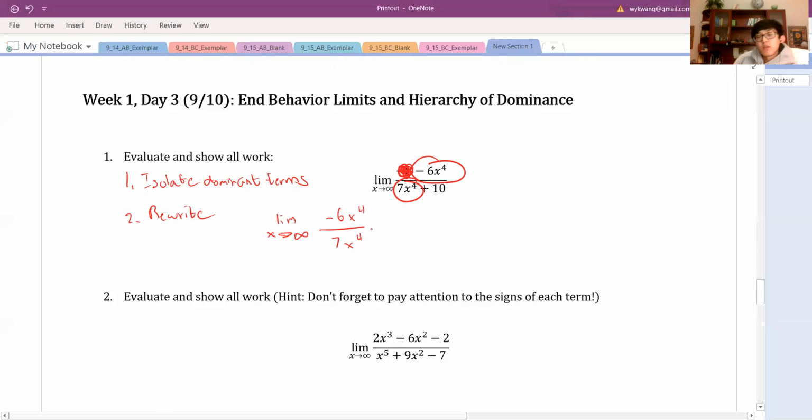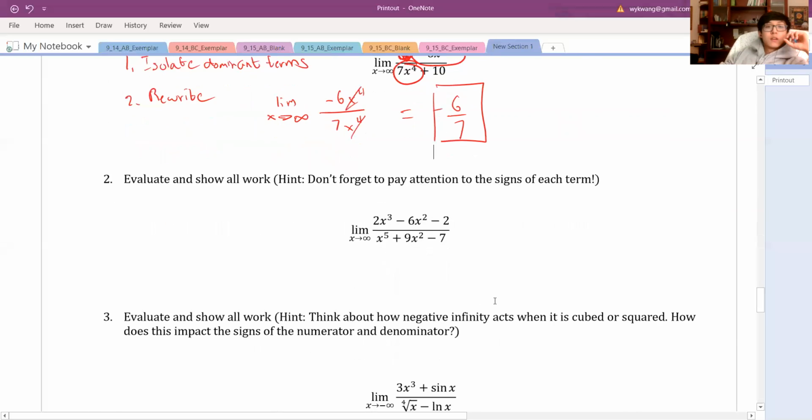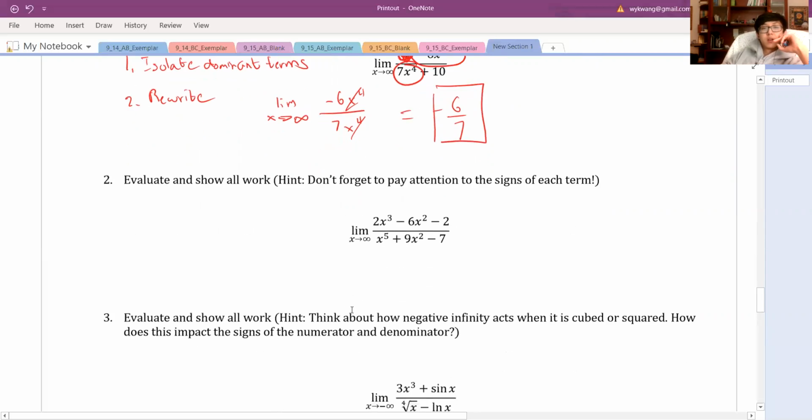Now this is a polynomial function, right? And you'll see that they are the same degree of dominance. So they're just going to cancel out basically. So we're going to get -6 over 7. So this is our answer because they're the same degree of dominance. And it's a polynomial. If it's not a polynomial, then there's other issues, but they probably won't ask that.